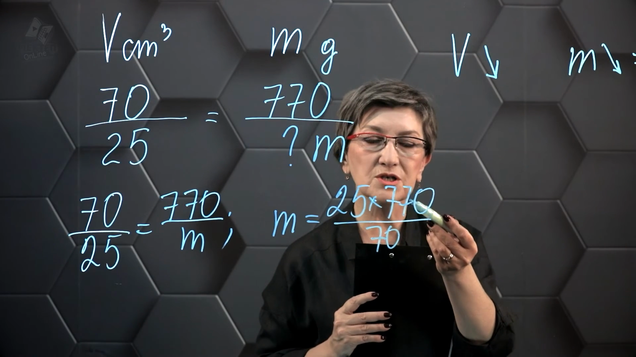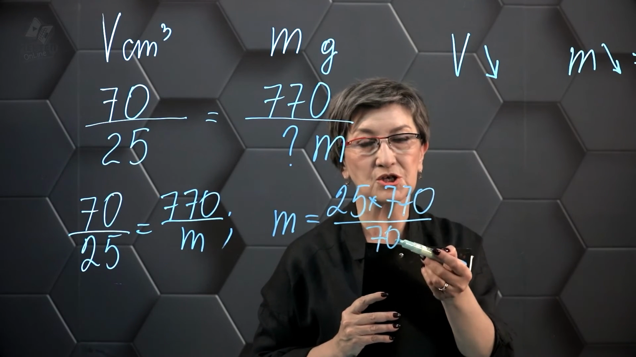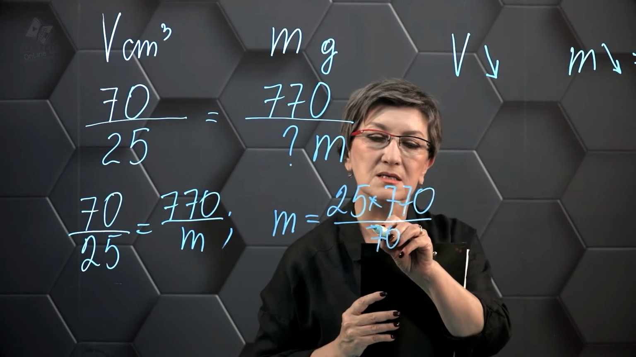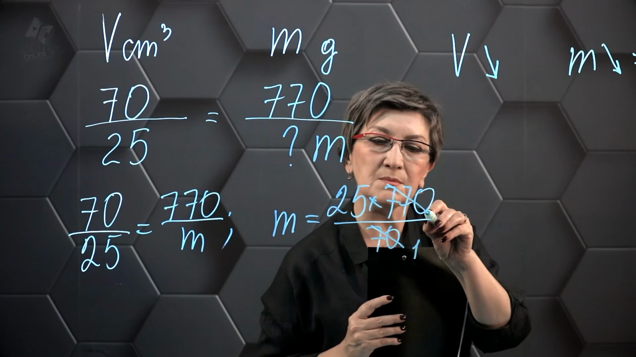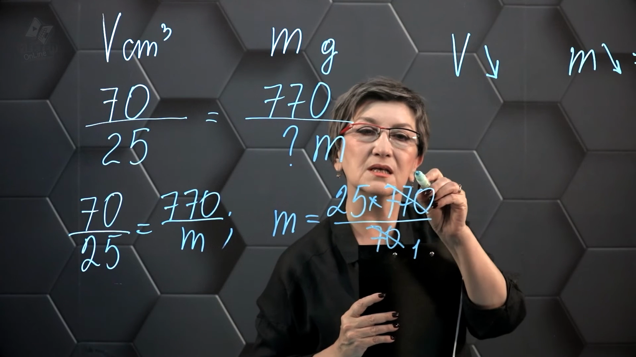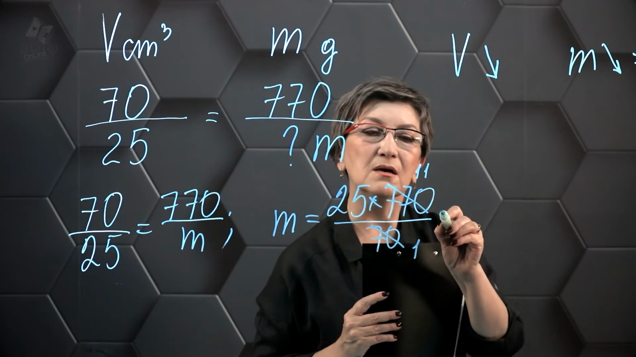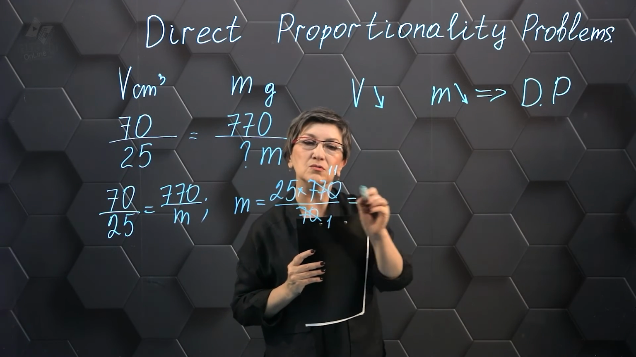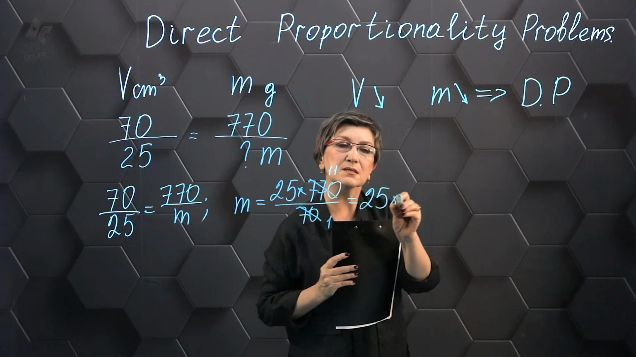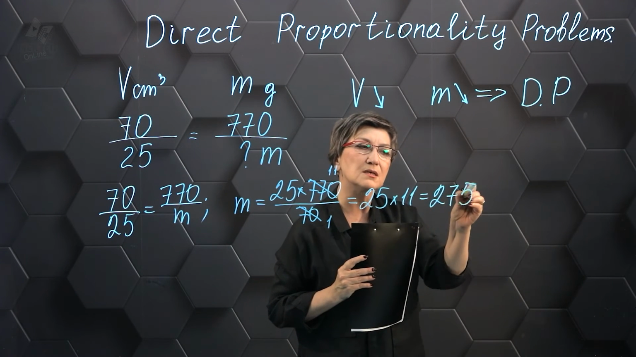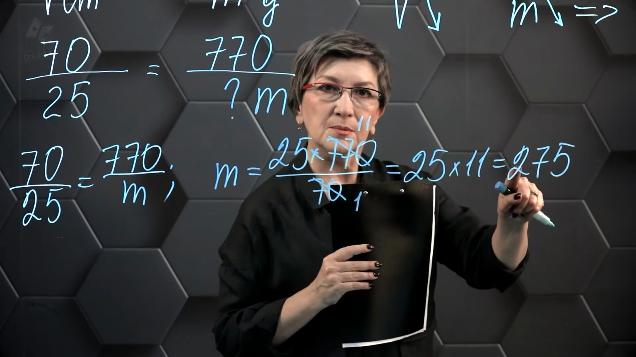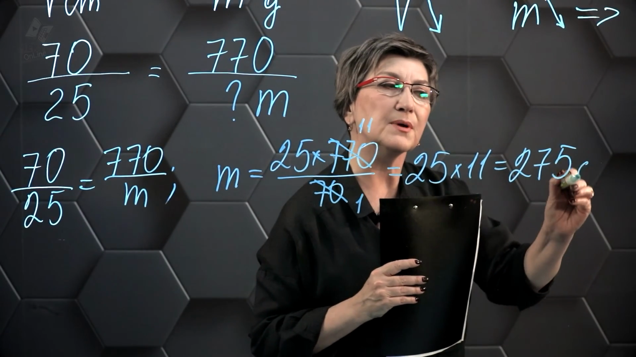We can reduce 770 and 70. I will divide 70 by 70, that will be 1, and 770 divided by 70, that will be 11. The result is 25 times 11. We get 275. The result is 275 grams.